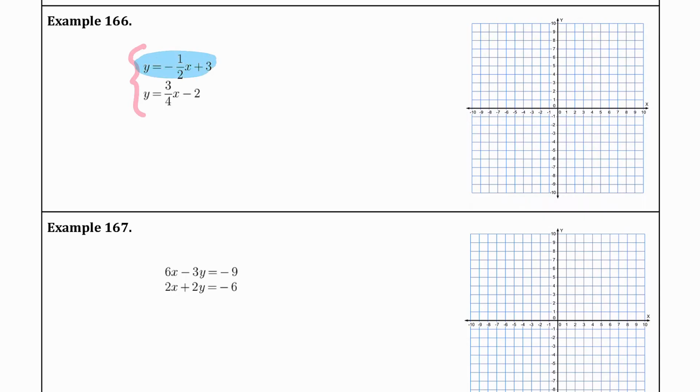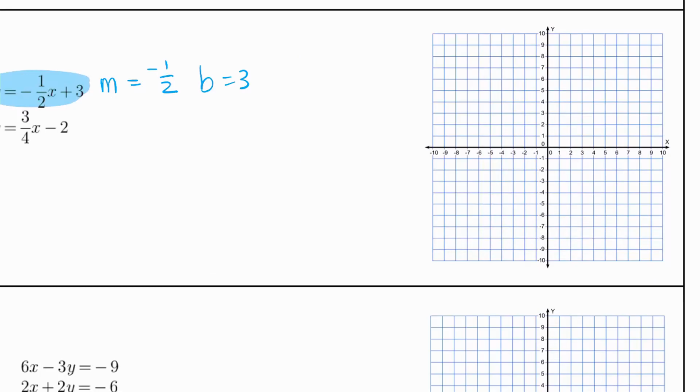I'm going to graph this first one in blue, and notice I'm going to identify the important pieces. My slope is negative 1/2. My b is 3, so let's remember how we graph lines. B tells me my y-intercept. That tells me where to begin. So we begin at positive 3. My m tells me where to move. That's my slope. My slope is negative 1/2, so we go down 1, right 2. Down 1, right 2. I'm going to continue making points until I run out of room in both directions. So there's my first linear equation graphed.